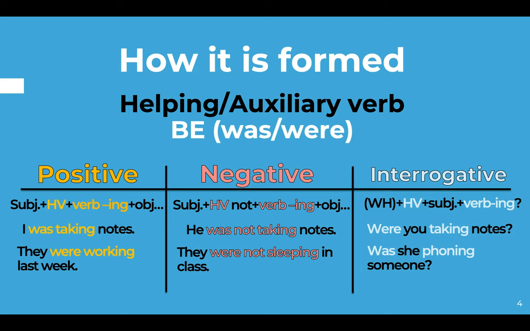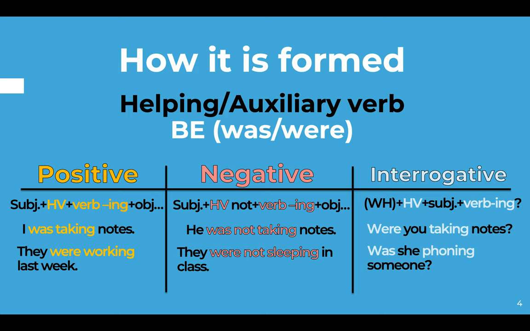So we have a negative sentence. We need the subject. So the subject, as I told you before, could be a noun or pronoun, plus the helping verb plus not, because it's negative, plus the main verb, ing verb, plus the object, and then maybe the time expression. So for example, he wasn't or he was not taking notes. He was not taking notes. They weren't or they were not sleeping in class. So they were not sleeping in class.